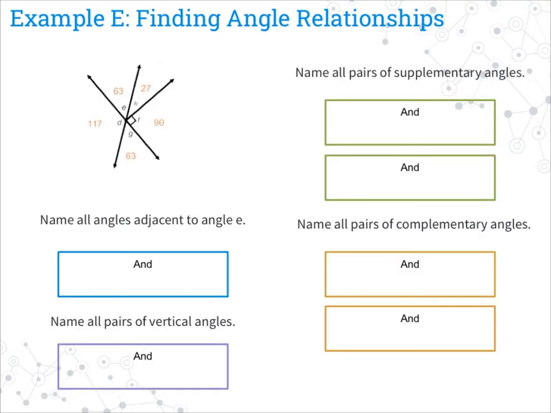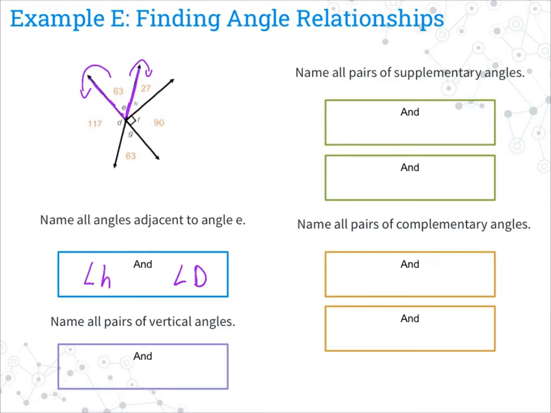So here we are at example E, and it says find the angle relationship. So we've got a list of all the different angle relationships that we have to find based on the shape we have above. So we're going to start on the left-hand side. It says name all the angles adjacent to angle E. So angle E is here that we're going to color in purple, and we're looking for adjacent angles. So those are angles that are going to share a side and a vertex, or angles that are just next to it. So the angle next to E on one side is angle H, and the angle on the other side is angle D.